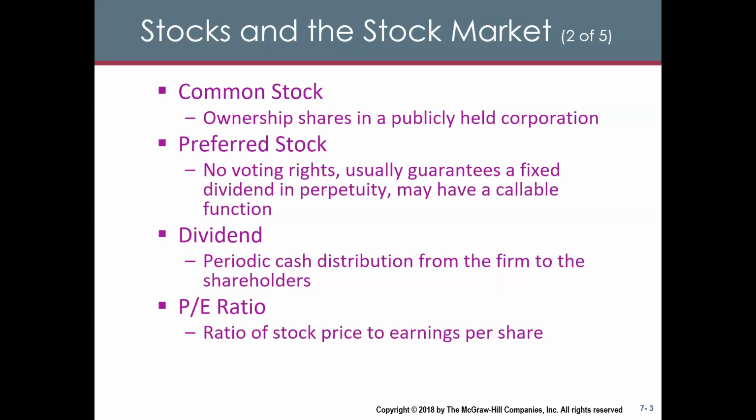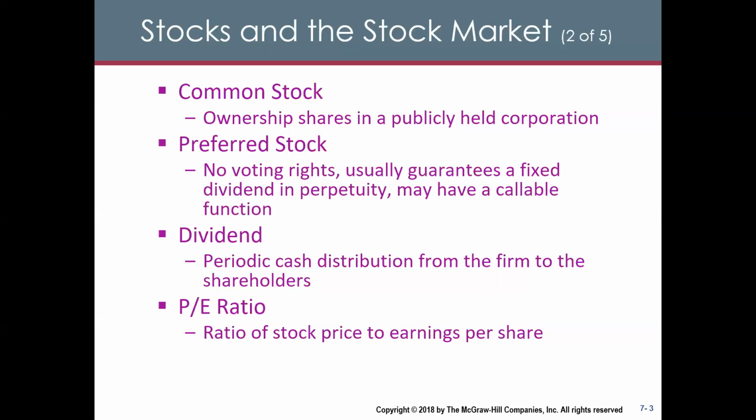So a dividend is a periodic cash distribution from the firm to the shareholders. When the company has extra cash, they can choose either to retain the money for future investment, or they can just distribute that cash to the investors, and then it's called a dividend. The preferred stock usually guarantees a fixed dividend, a promise that comes with the preferred stock. However, if the company is not doing well, they can delay this dividend distribution.